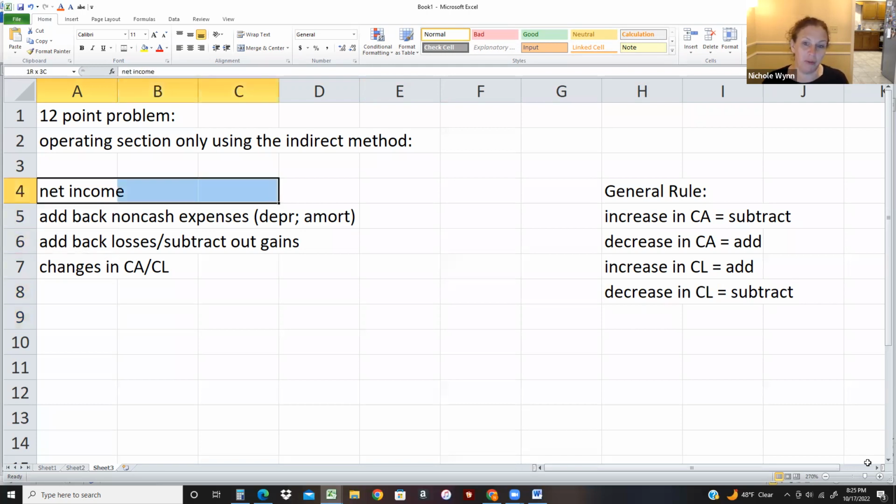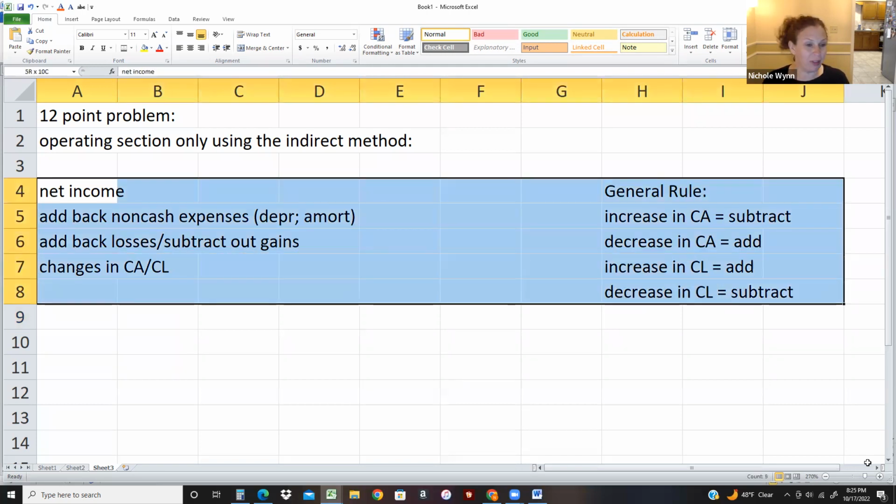So this problem is worth 12 points. You're going to look at the given and start with net income. Then find any depreciation expense or amortization expense and add those back. Then look for gains and losses; if you have any of those, add them back. And then look at the current assets and current liabilities and do the changes in those. Remember, you don't include cash there because cash is the number you're explaining.